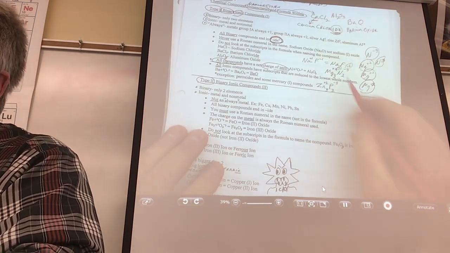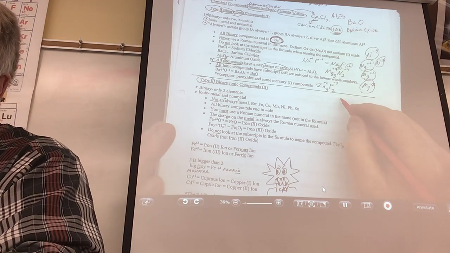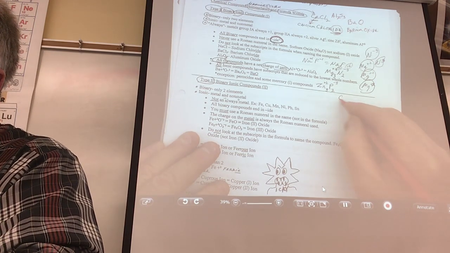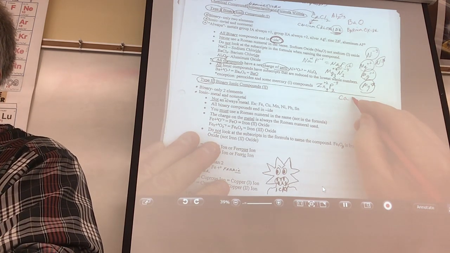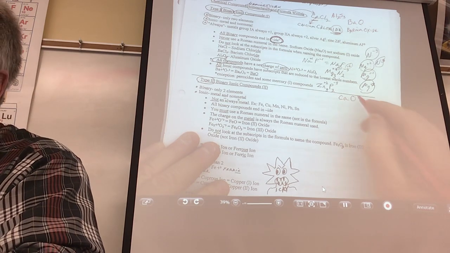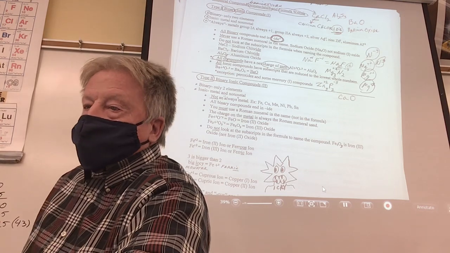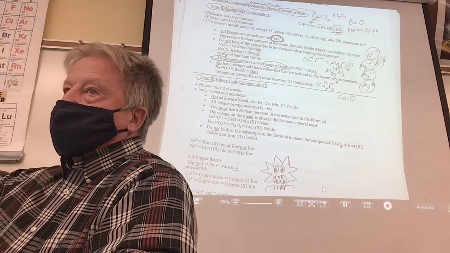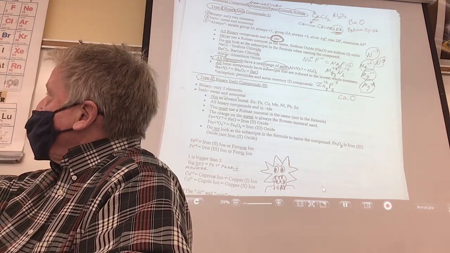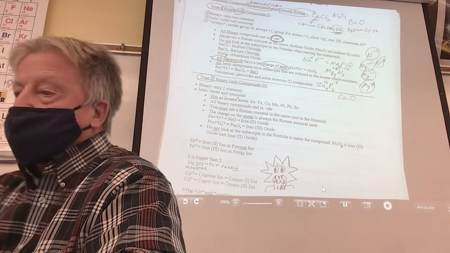Let's do some of these. What is the most likely compound to form between calcium and oxygen? Let's try that one. Now here's how you do this. What's the charge of calcium always in a compound? He's in the +2, isn't he? So I write that down.